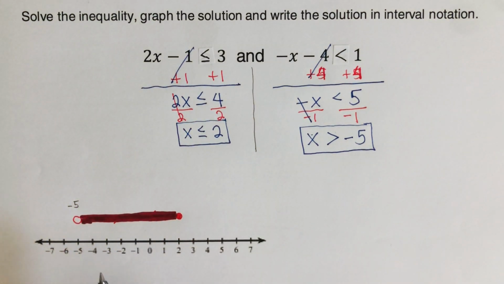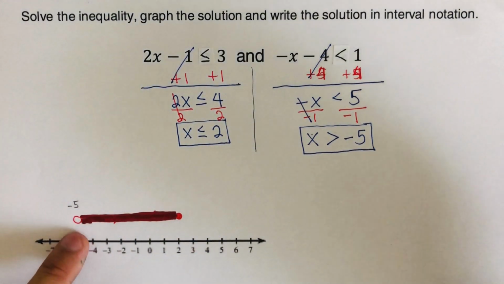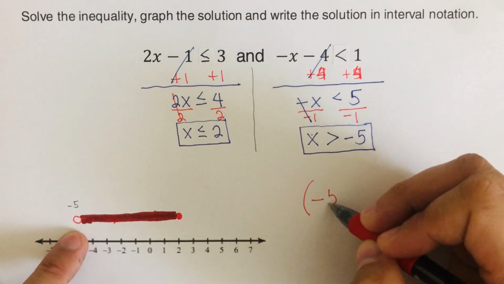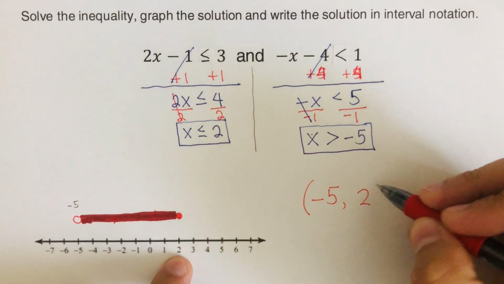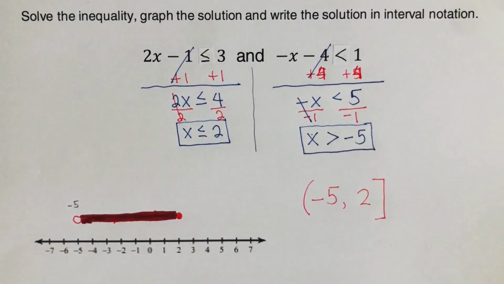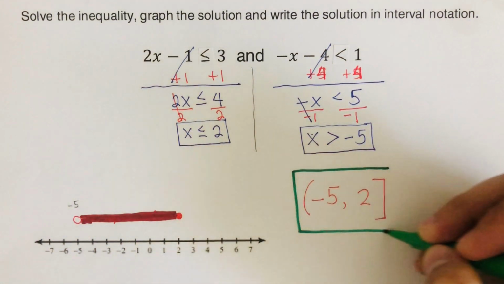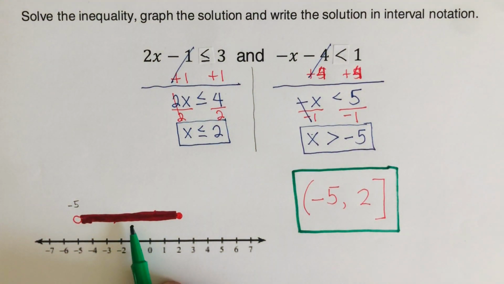But we are looking for the solution. Solution means where these two graphs intersect. So they are intersecting in the middle, because this one goes to infinity to the left and this one goes to infinity to the right, but we're looking for the intersection. That means where they are overlapping. These two lines are overlapping on this part right here. So the interval notation for this would be parentheses negative 5. Again, this is a parenthesis because this is an open circle. And then it goes all the way to 2, with a bracket because that's a closed circle. Again, this is our solution in interval notation, and this is our solution in graph form.